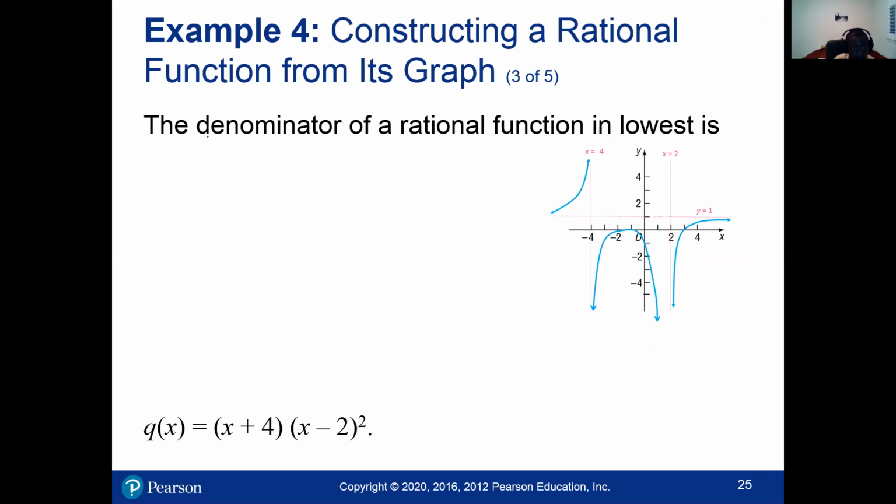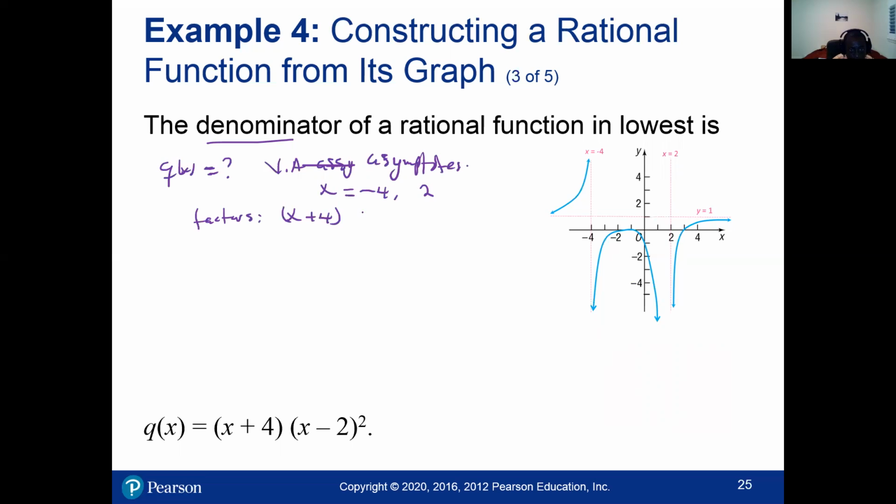All right, so for the denominator q of x, what are the factors? We use the vertical asymptotes. We know that x is equal to -4 and x is equal to +2. So the factors are x plus 4 and x minus 2.